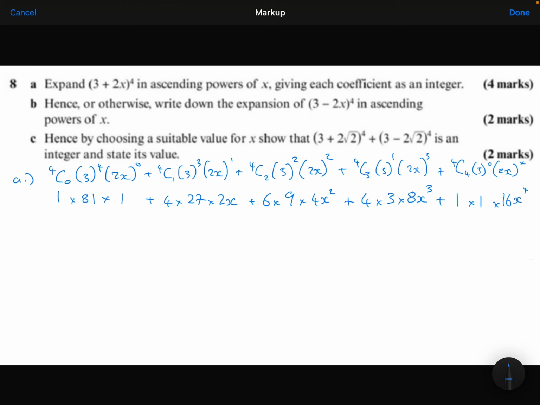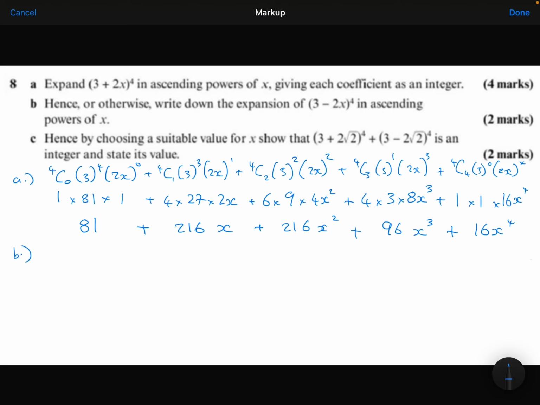Simplifying each of those terms then, we'll have 81. Then 4 times 27 times 2 is 216x. Then we have 6 times 9 times 4 is 216x squared. The 4 times 3 times 8 is 96x cubed, plus 16x to the power 4. So that's my answer for part A.